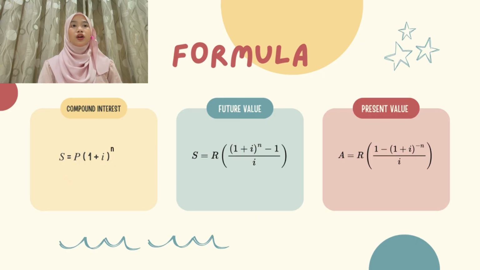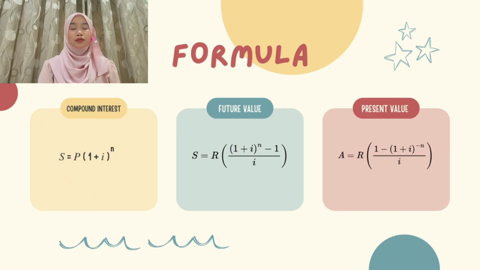Compound interest. Compound interest involves putting money into an account at once and letting it grow over time. Compound interest has only one formula: S equals P open bracket 1 plus I close bracket to the power of n.